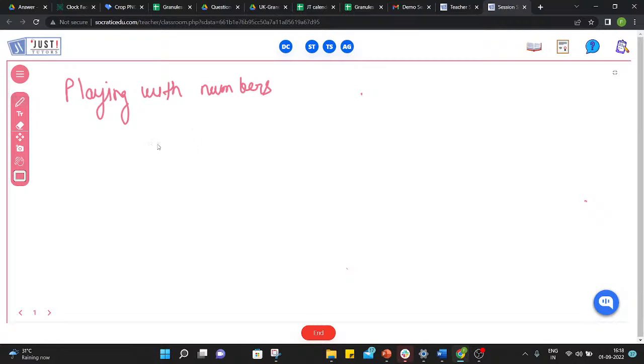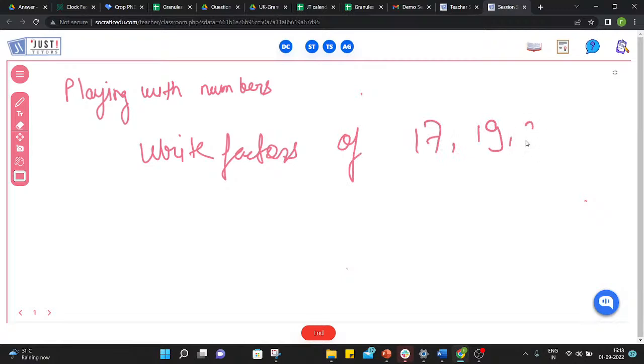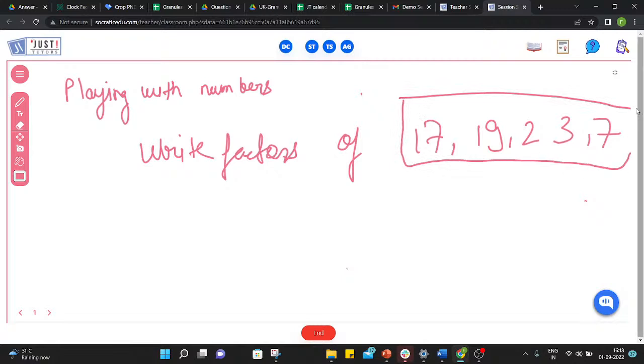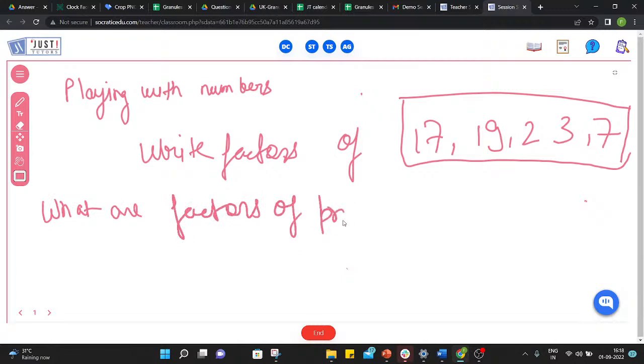Let me ask you some questions. Write factors of 17, 19, 23, or maybe 7. Okay, so you know what numbers I have written. The numbers I have written are prime numbers. So the factors of prime numbers, what are the factors? Let me tell you what are factors of.